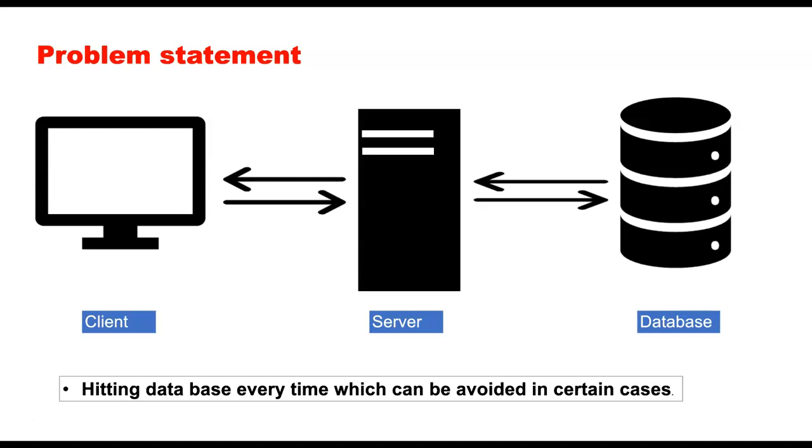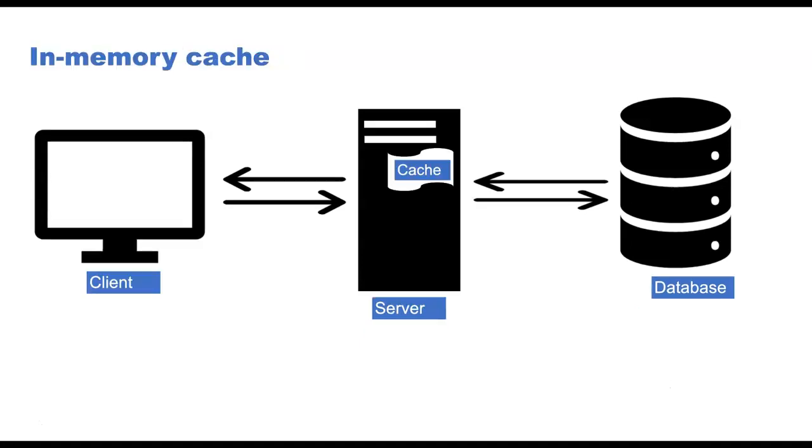So hitting the database every time can be avoided if the server has some intelligence to identify that it has already served the request. That intelligence we can inject by using the in-memory cache concept.